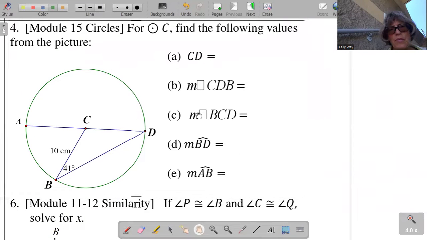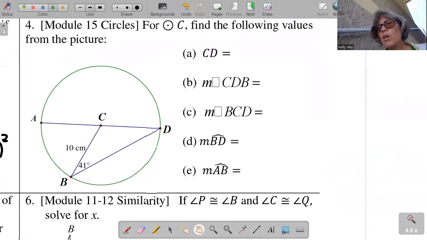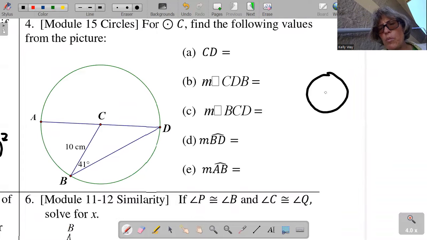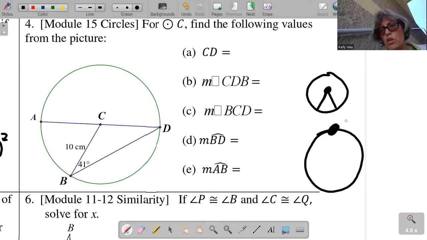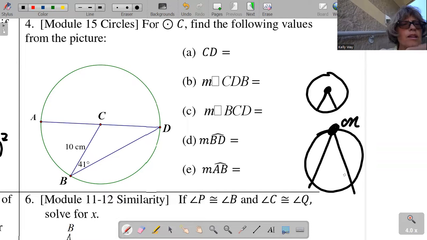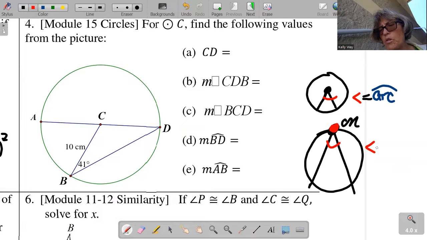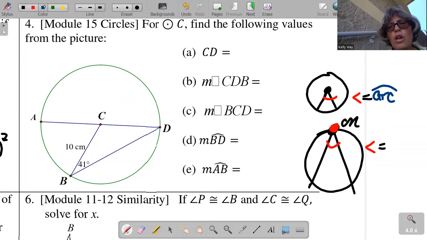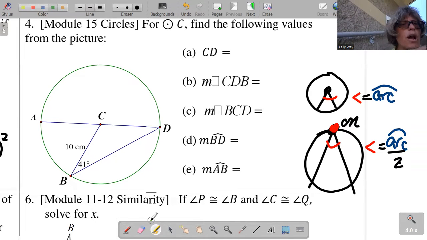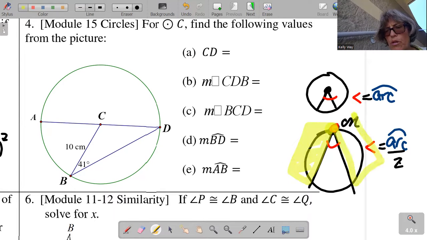A couple things going on here. Central angles, which are pizza slice angles, and then inscribed angles, which are the ones with the point on the circle. For central angles, the angle is equal to the arc. And for inscribed angles, the angle is equal to the arc over 2. Remember, inscribed angles, specifically, these are the ones that you use the Post-it notes on.